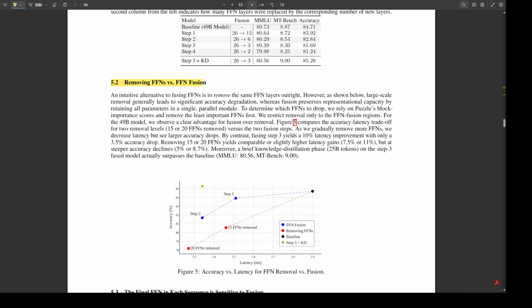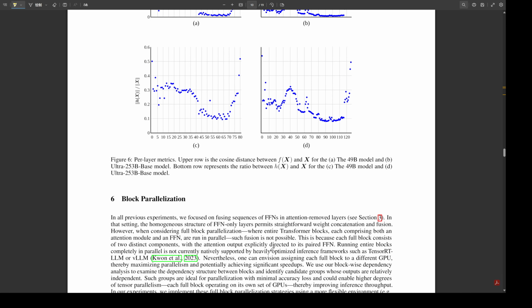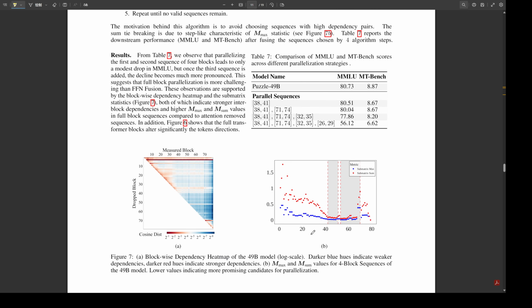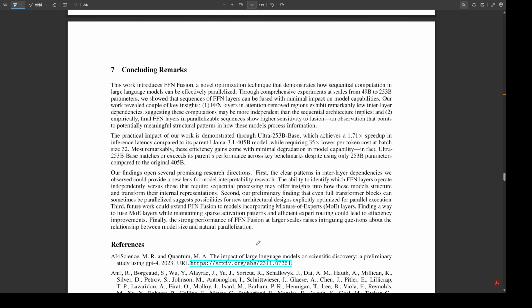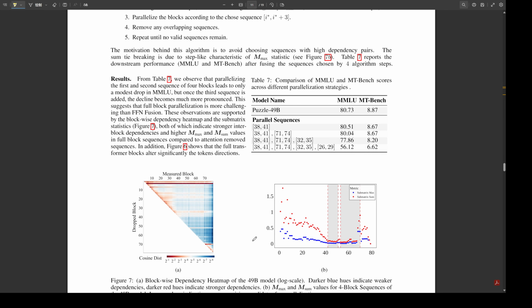So their hypothesis is that because the individual FFN layers in those regions are making such small changes, combining them through fusion doesn't really mess things up too much. It's like taking a bunch of small steps versus one big leap. Yeah, and they even found that reversing the order of those FFN layers had a similar effect to fusing them. Really? So it didn't really matter what order they were in? Right, which supports the idea that they're functionally quite independent. That's really fascinating. It is.